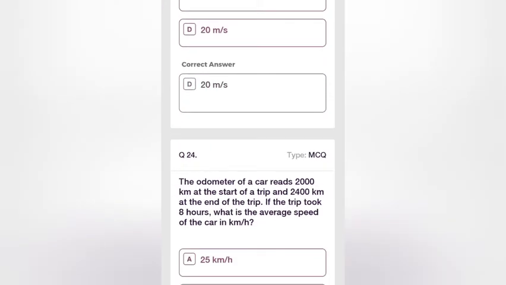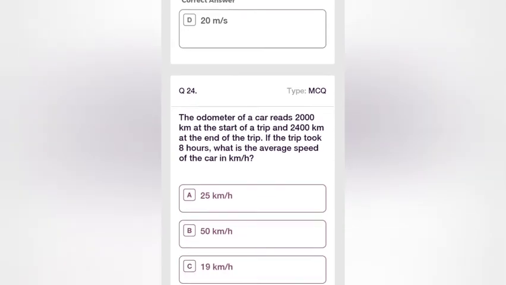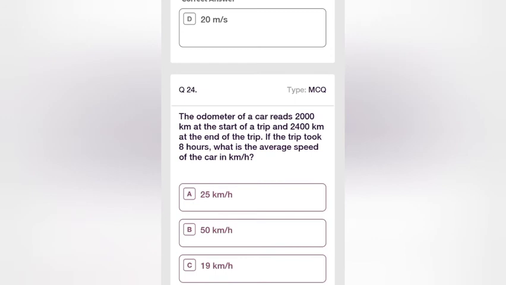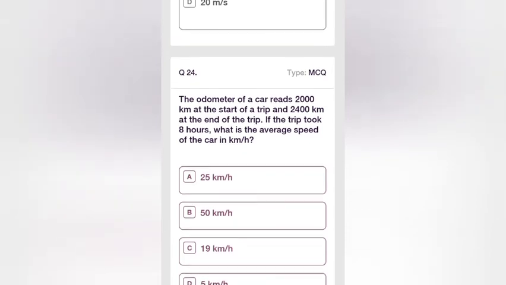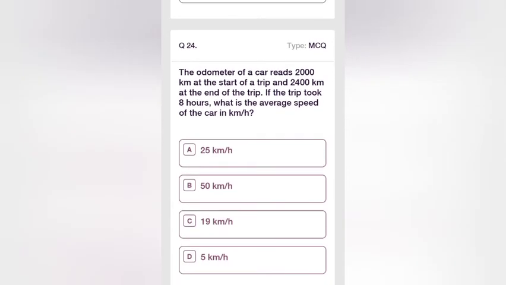Next question. Odometer of a car reads 2000 km at the start of the trip and 2400 km at the end of the trip. If the trip took 8 hours, what is the average speed of the car in kilometer per hour? We need it in kilometer per hour. Already it is in kilometer per hour. The odometer shows 2000 kilometer in the beginning and 2400 kilometer at the end.